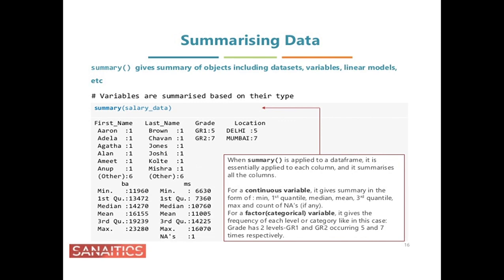Summarizing data. Summary gives summary of objects including data sets, variables, linear models, etc. When summary is applied to a data frame, it is essentially applied to each column and it summarizes all the columns. For a continuous variable, it gives summary in the form of min, first quantile, median, mean, third quantile, max, and count of NAs. For a factor or categorical variable, it gives the frequency of each level or category, like in the case grade has 2 levels, GR1 and GR2, occurring 5 and 7 times respectively.